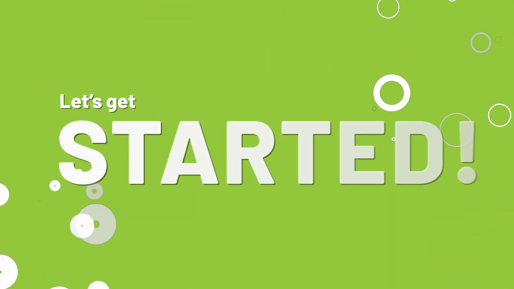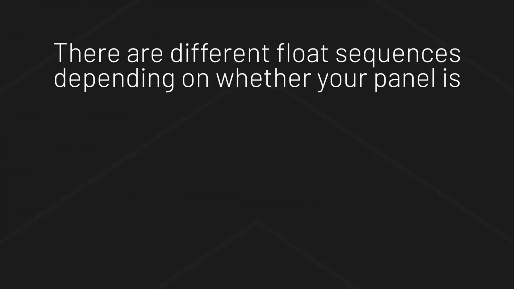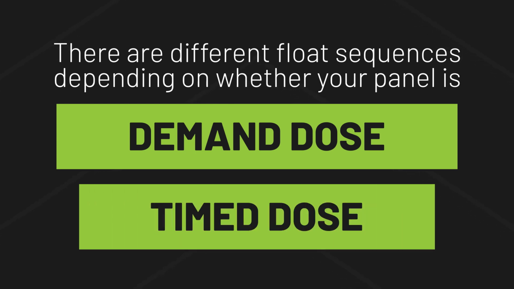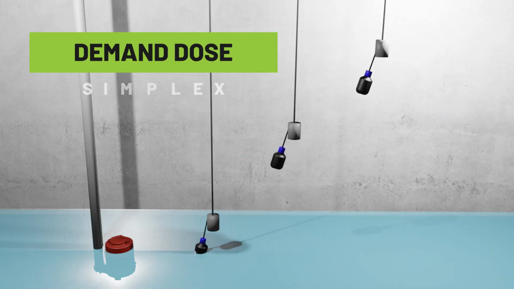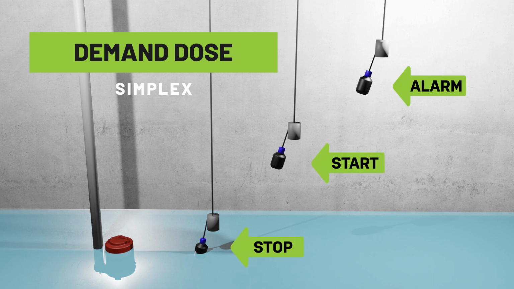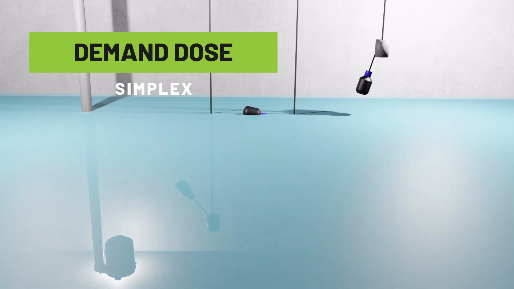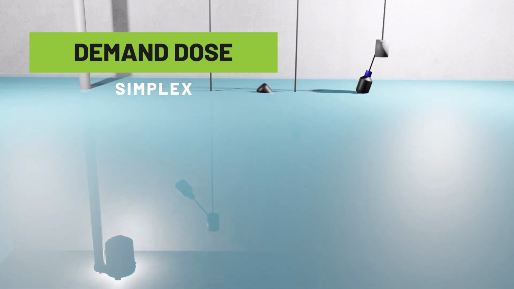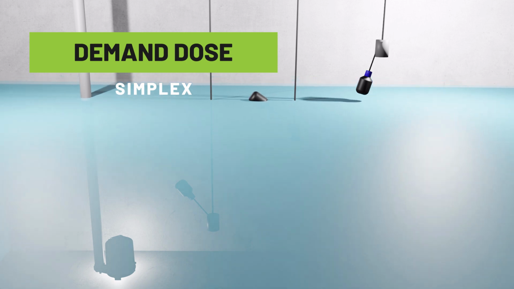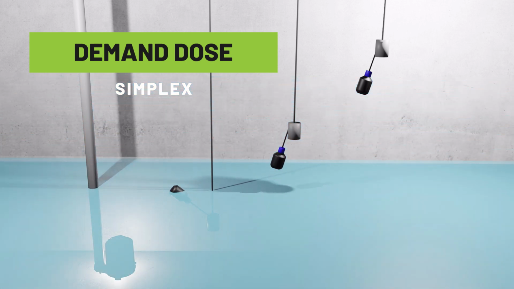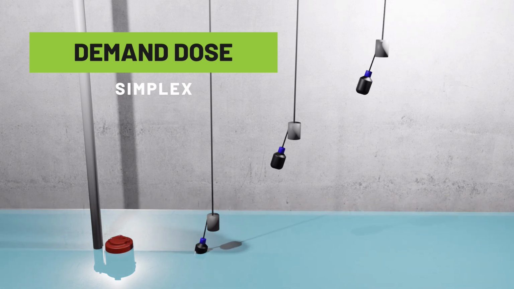Let's get started. There are different float sequences depending on whether your panel is demand dose or time dose. In a demand dose simplex system, there are three control floats: stop, start, and alarm. When the water level rises in the pumping chamber, it lifts the stop and the start floats to the on position. Then the control panel calls the pump to run, lowering the water level. The pump continues to run until both floats lower back down to the off position.